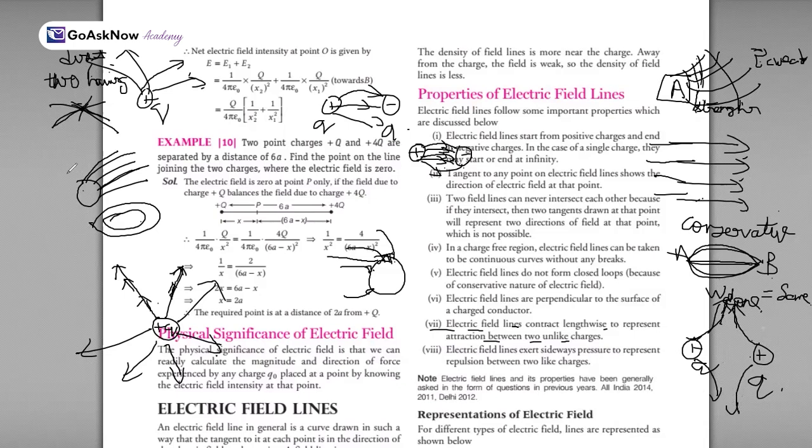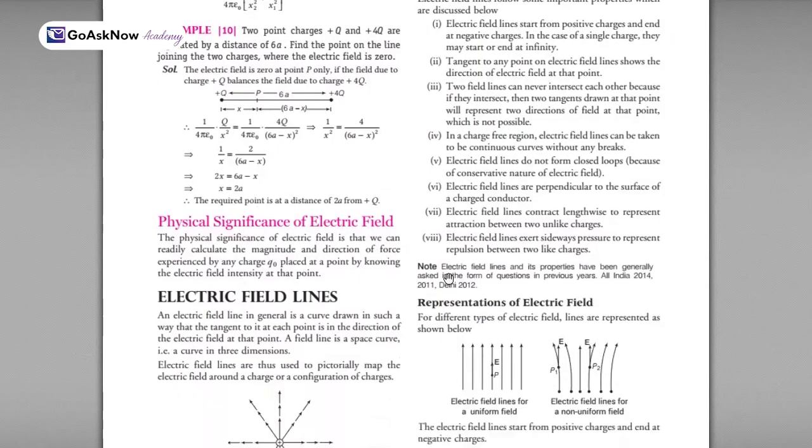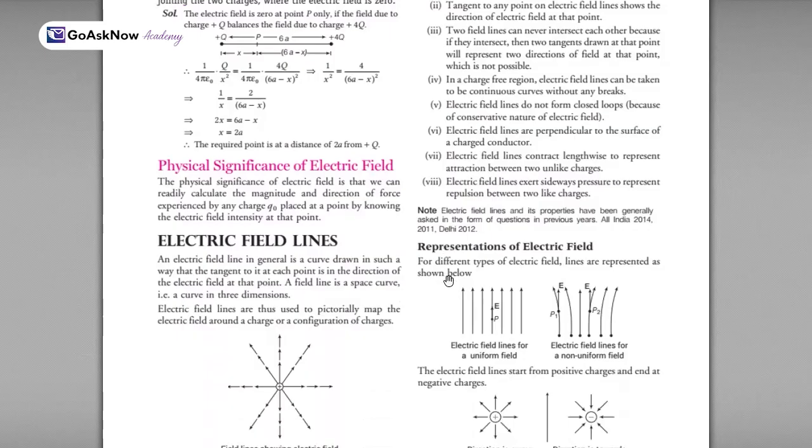Okay, so these are some properties of electric field lines, and I hope that you got the point of what the properties of electric field lines are. And you will see the next topic now. Let's remove these drawings and move further in the representation of electric field. So for different types of electric field lines, they are represented as shown.